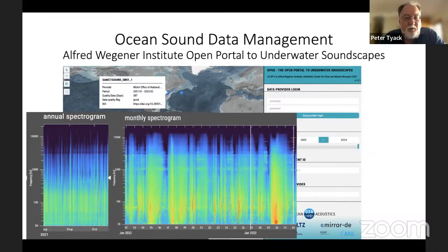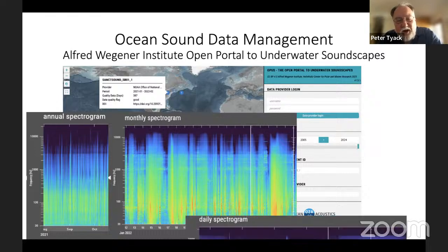If we zoom into a monthly spectrogram, we can see lots of events that are hard to interpret too. I think I should point out here that the frequency of the sound is on the y-axis. So this would be like a musical scale where the high frequencies are up high and the low frequencies are low, and time by day is indicated on the x-axis. Here again, it's hard to sort out what's going on.